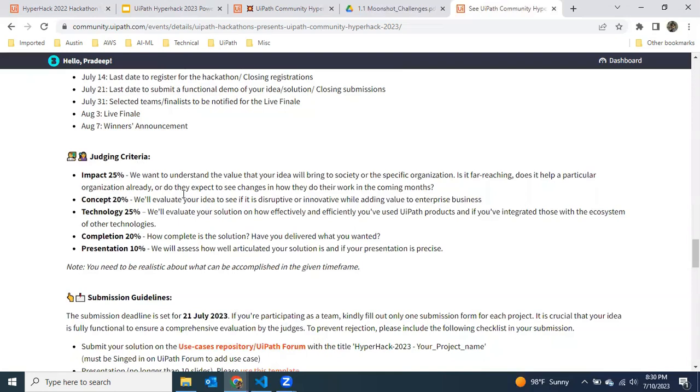In terms of judging criteria, you can go over the specific areas the judges are looking for. This is broken down into the focus of the panel. What is the impact of your solution? How innovative the concept is, how unique your concept is, what technology platforms are being used, how complete the solution is, and obviously at the end how you present it precisely in a limited time. And on that note, Andy, you participated in last year's HyperHack, right? Why don't you share your experience?